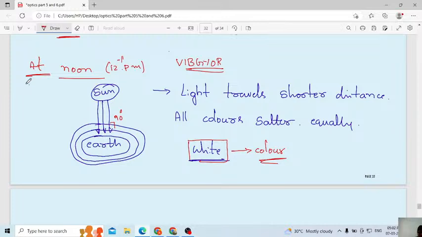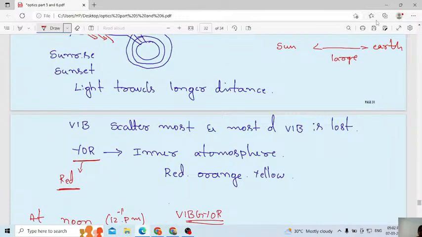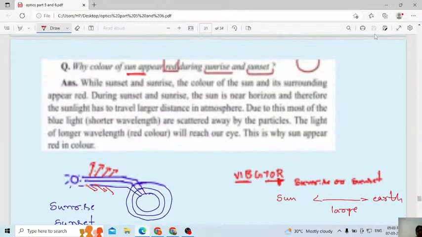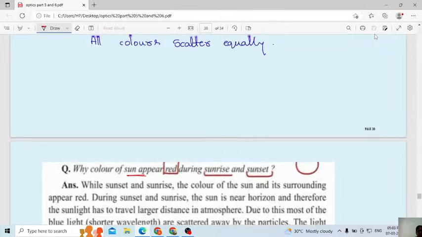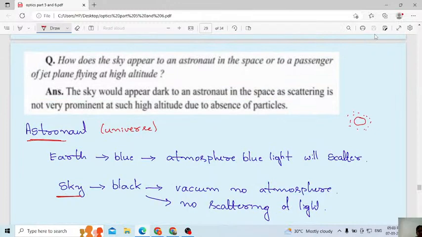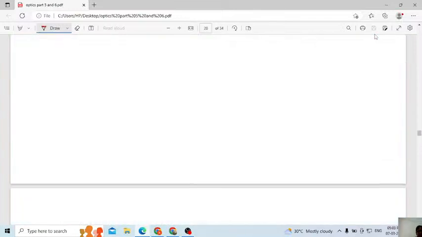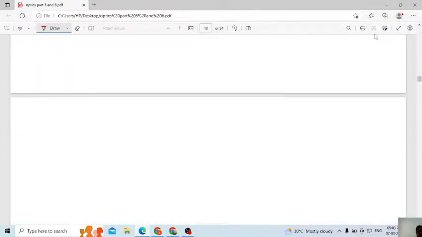Yes, Pratibha, correct. Understood? Everyone, up to here what I explained today. These are the few important applications of scattering of light. They may ask in the exam why the sun appears white for astronauts, why the earth appears blue, why the clouds appear white, why the sky is blue. I explained everything in detail today. If they ask any question based on scattering of light, almost everything will be covered.